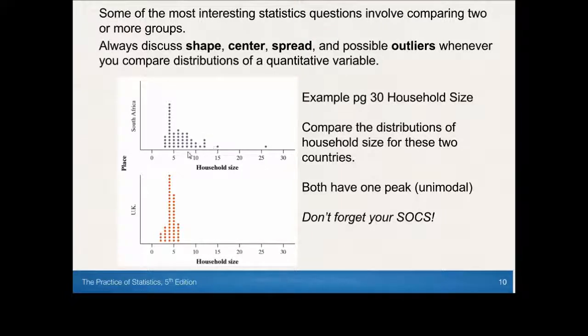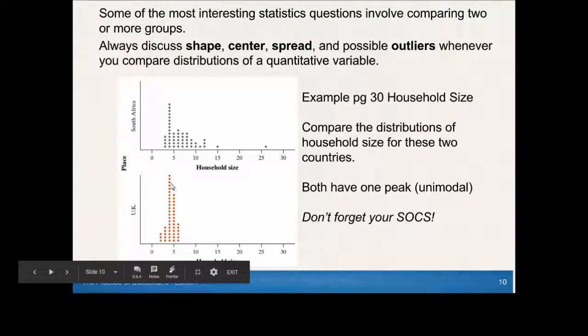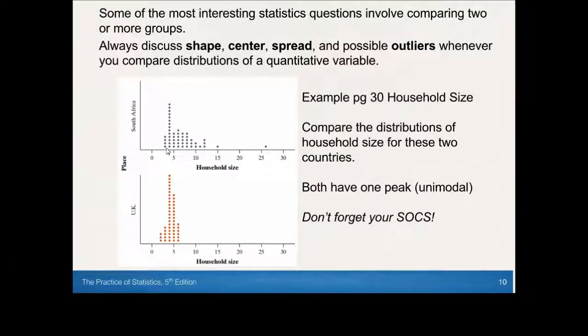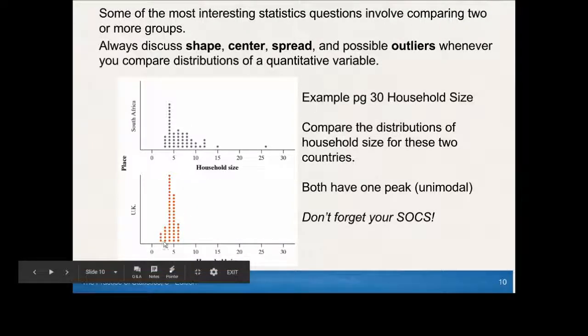The center of the South African data tends to be larger, right? So the center of this is over here. Just eyeballing it, it's basically over in here. But in the UK, the center would probably be on that peak. The spread for South Africa goes from about 3 to 26 or so, and for the UK, the spread is like 2 to 6.